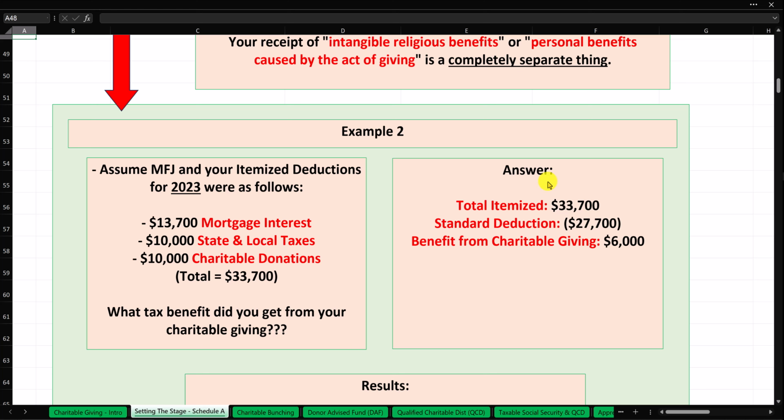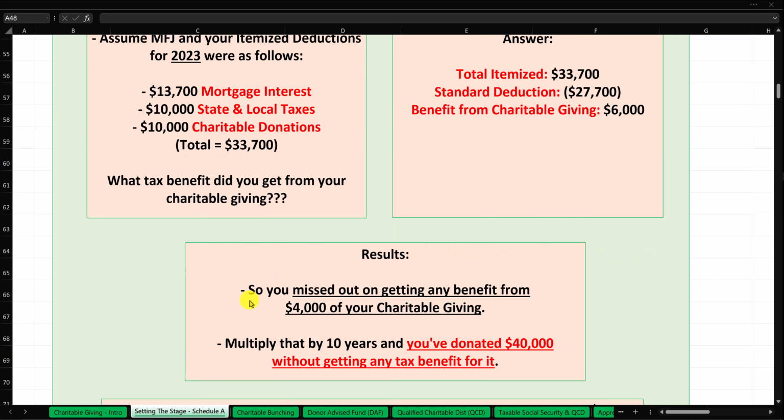Well, the answer to that question is right here. So we have total itemized deductions of $33,700. The standard deduction for married filing joint for 2023 was $27,700, resulting in a tax benefit from your charitable giving of $6,000. So in this example, you missed out on getting any benefit from $4,000 of your charitable giving.